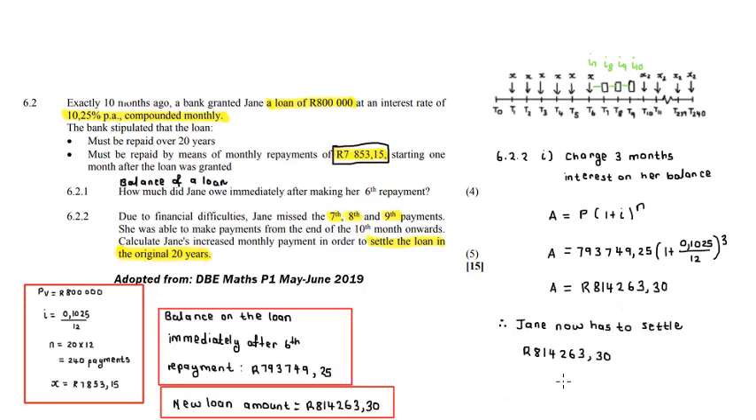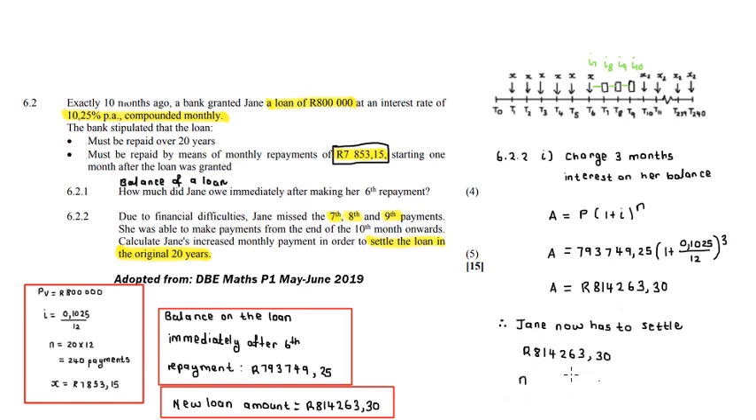So basically what we're saying now is that Jane has to settle 814,263 rand and 60 cents in whatever time that is remaining, because she still wants to settle this in the original 20 years. So now that brings us to calculating a new value of n. And this new value of n is still going to go into the present value formula because this is still a loan that she needs to pay off.